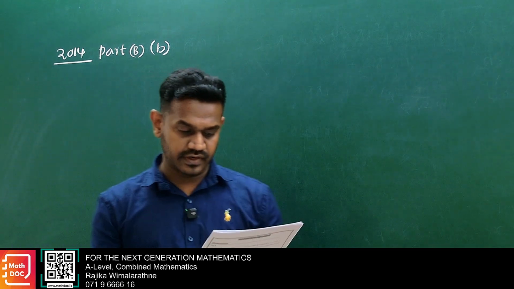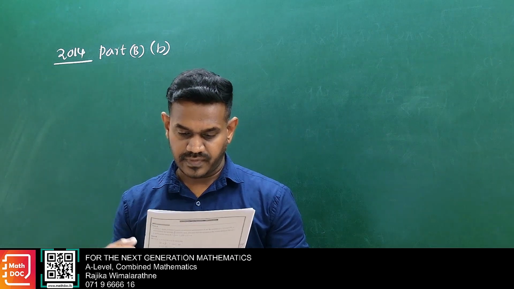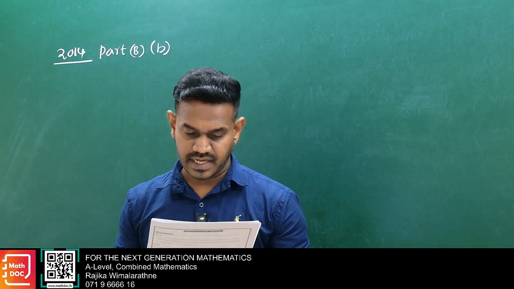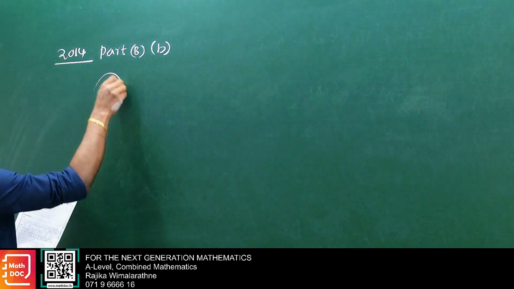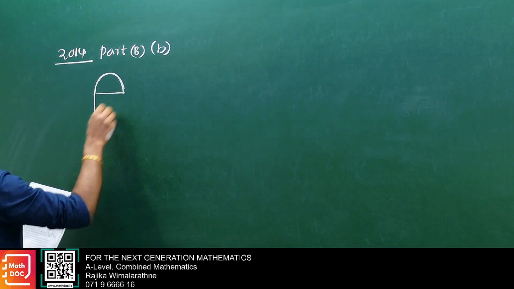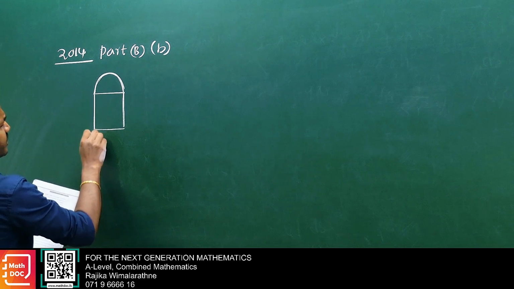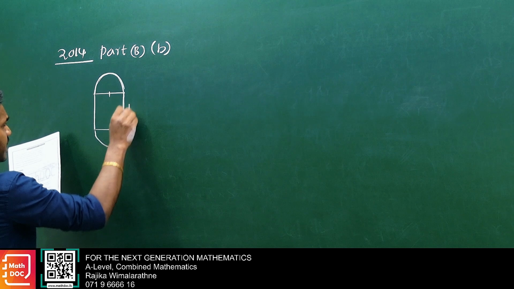Okay, then the 2014 question. A hollow body made by two hemispheres and a cylinder: a hemisphere, cylinder, hemisphere. Radius r, height h.